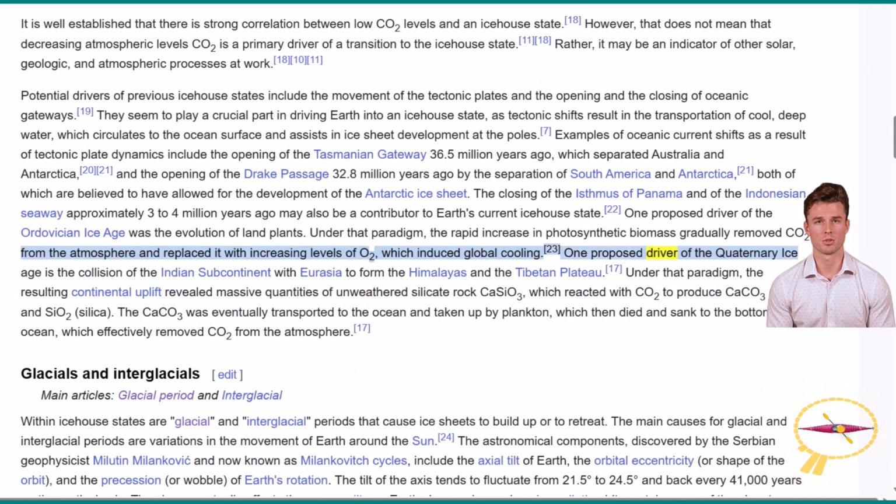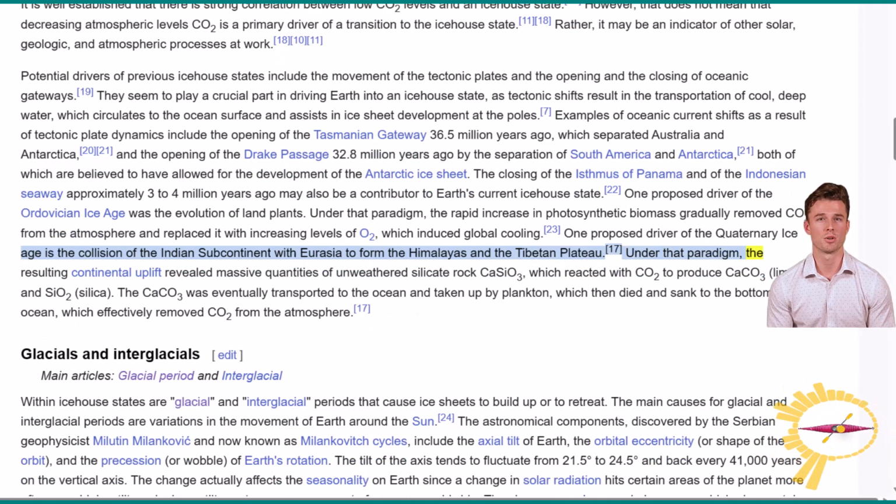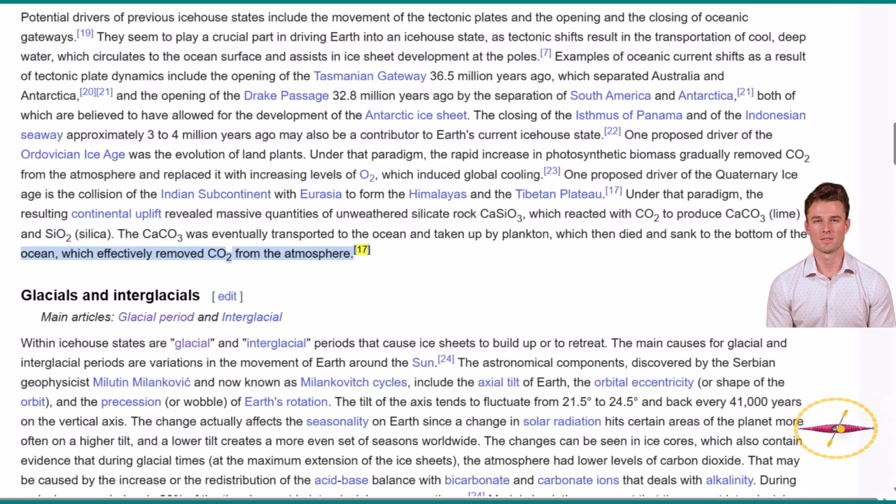One proposed driver of the Quaternary Ice Age is the collision of the Indian subcontinent with Eurasia to form the Himalayas and the Tibetan Plateau. Under that paradigm, the resulting continental uplift revealed massive quantities of unweathered silicate rock, CaSiO3, which reacted with CO2 to produce CaCO3, lime, and SiO2, silica. The CaCO3 was eventually transported to the ocean and taken up by plankton, which then died and sank to the bottom of the ocean, which effectively removed CO2 from the atmosphere.